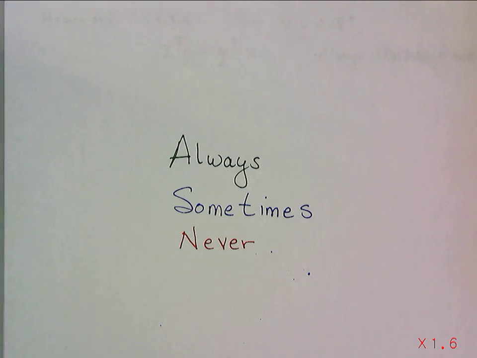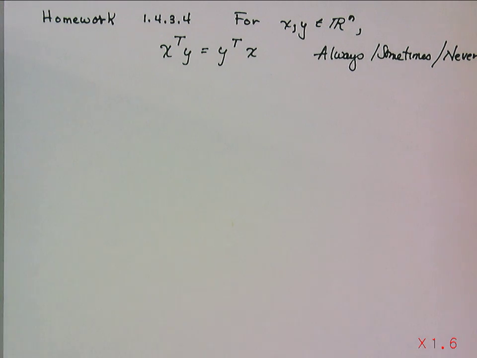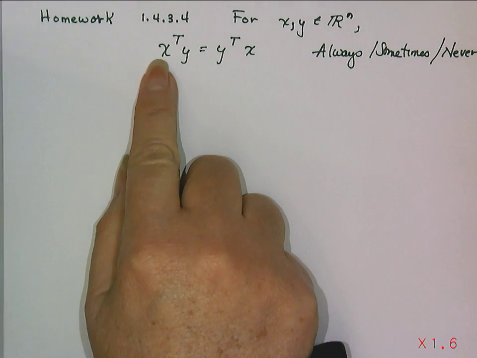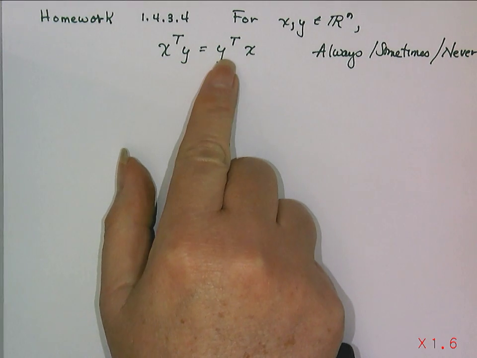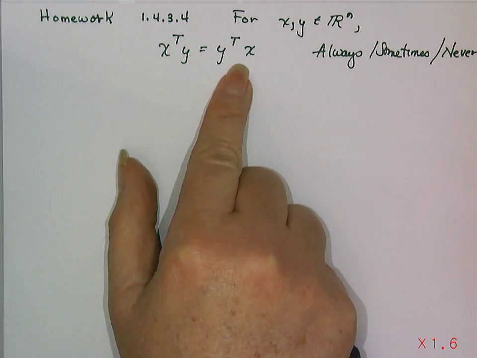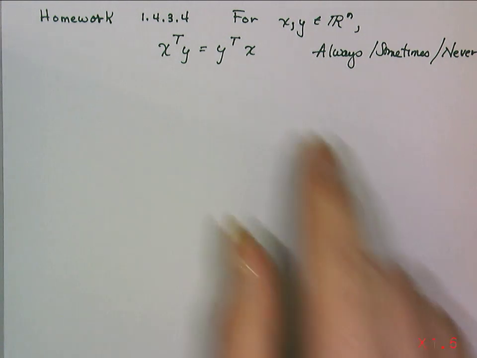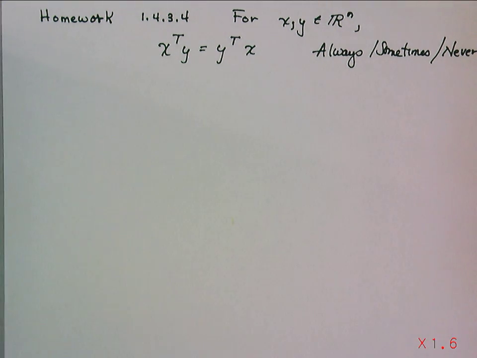Always, sometimes, never. This time we want to decide whether it is always, sometimes, or never true that the dot product of x with y is the same as the dot product of y with x. In other words, we want to decide whether dot product is commutative. Well, I'm going to share with you a processing secret of mine.